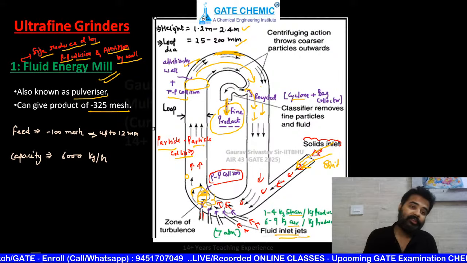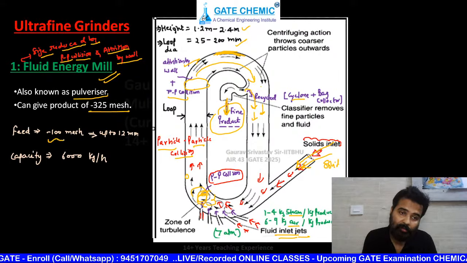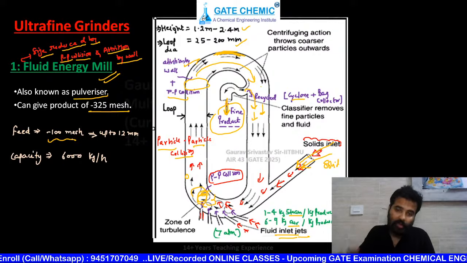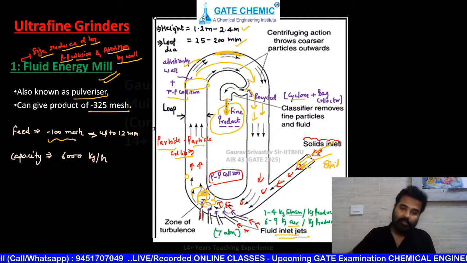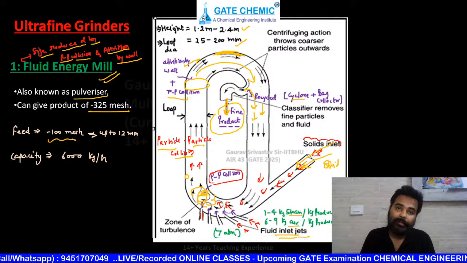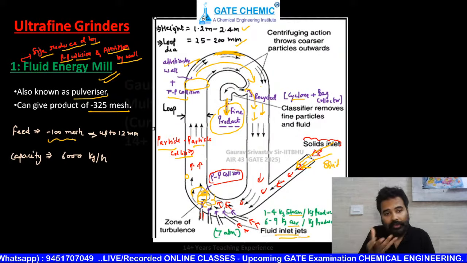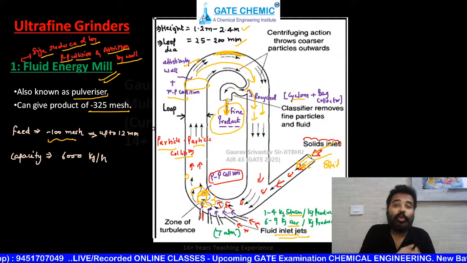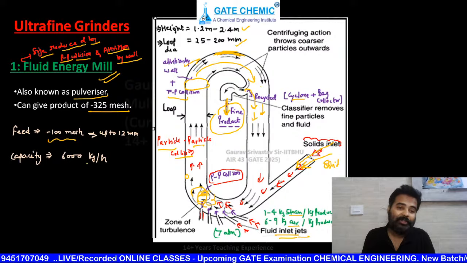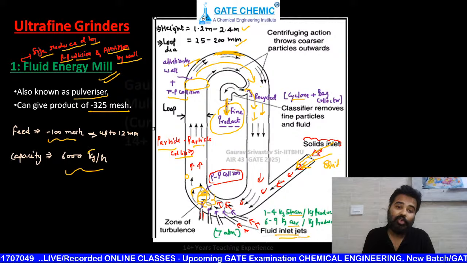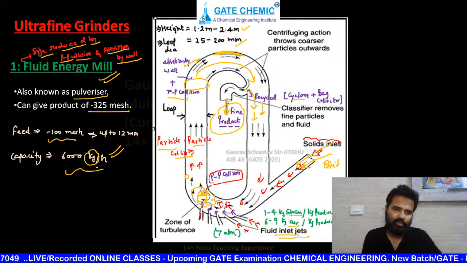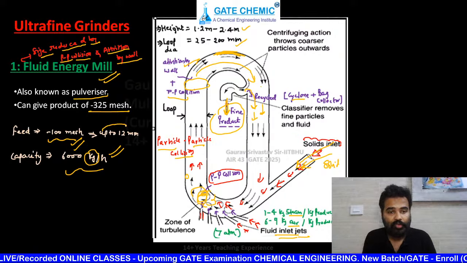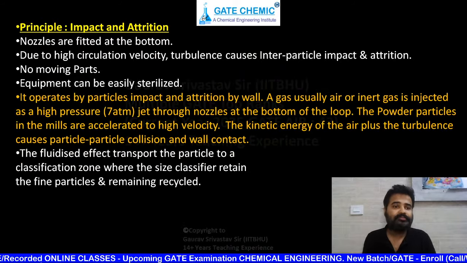Okay, feed is also very small, minus 100. You are not going to feed lumps. Lumps are not easily carried away by air or steam. So that's why feed is also very small. See, minus 100 is feed. Feed is powder and product is very fine powder. Capacity is very high, 600 kilogram per hour. Not important for you. And feed of minus 100 mesh up to 12 mm you can also feed here.